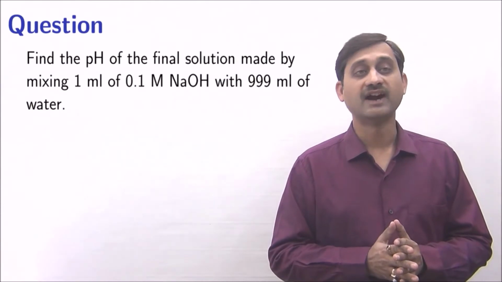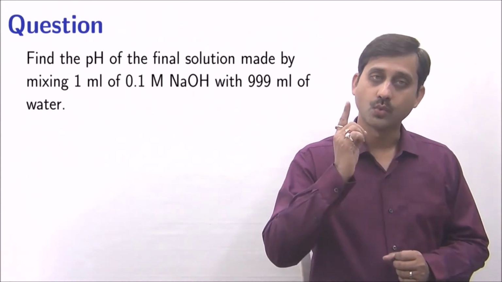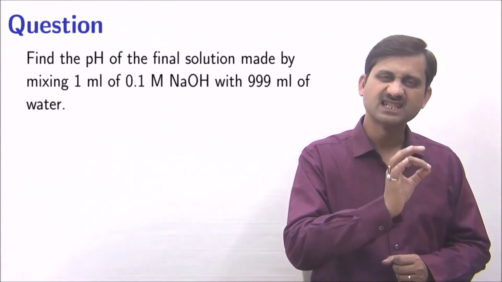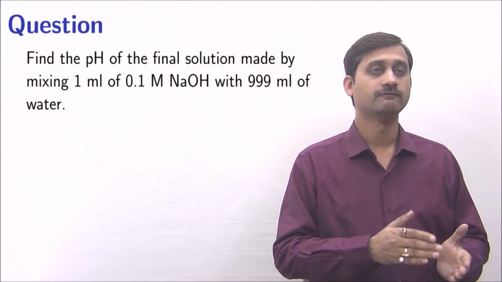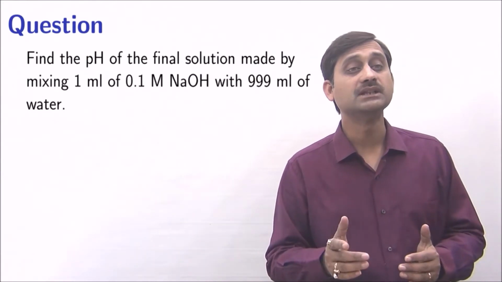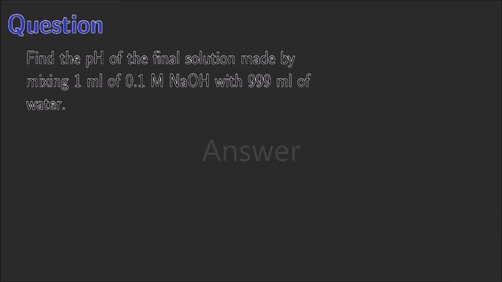Let's have another question. Find the pH of the final solution made by mixing 1 milliliter of 0.1 molar sodium hydroxide with 999 milliliter of water.